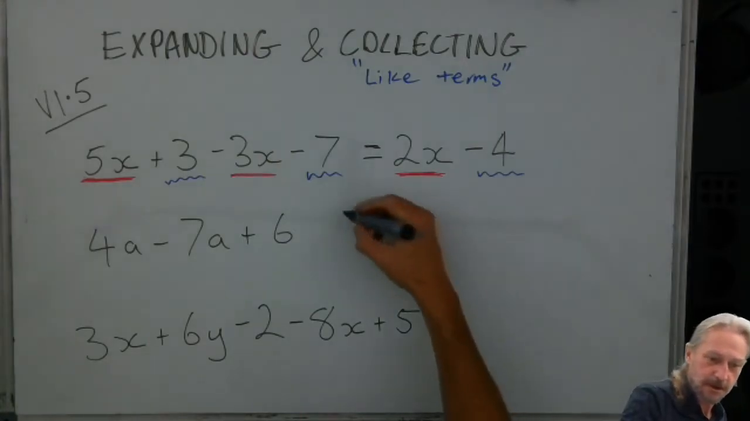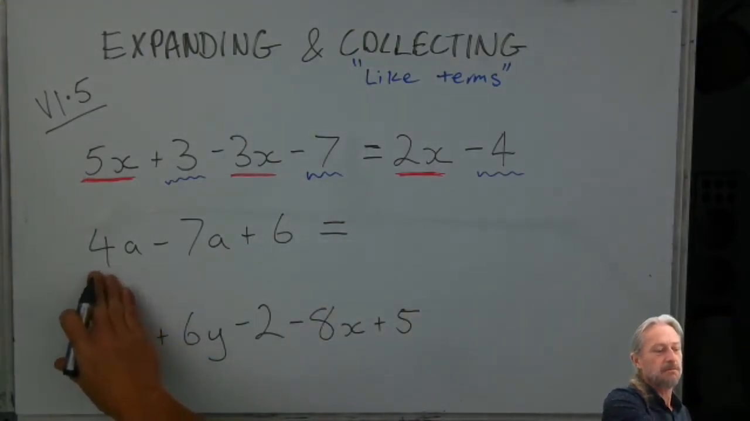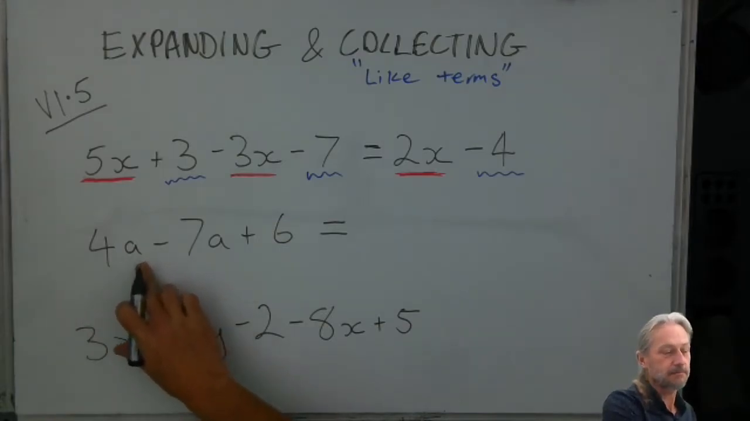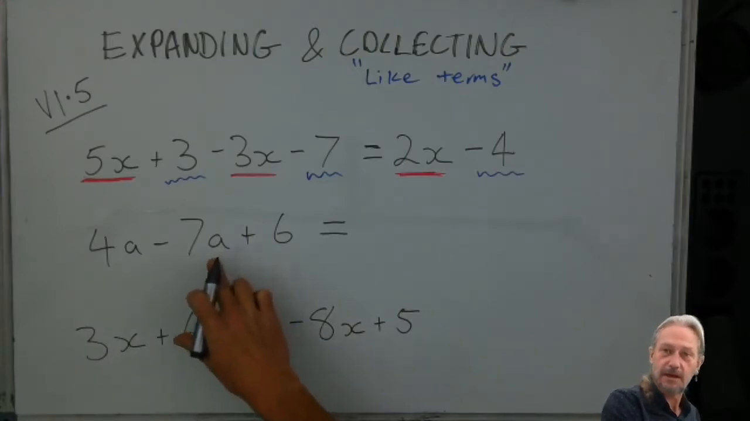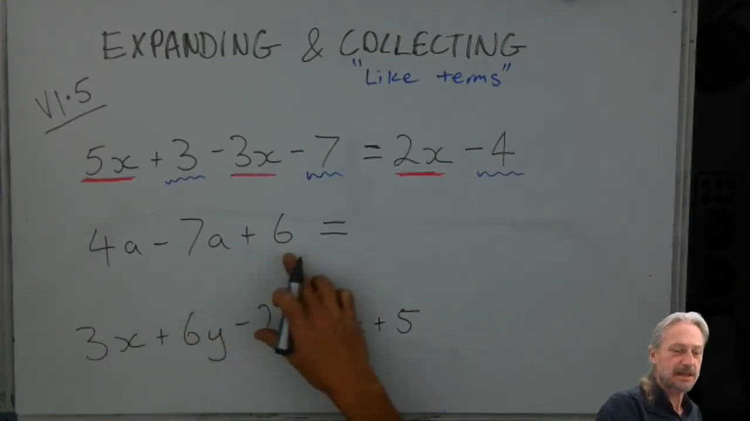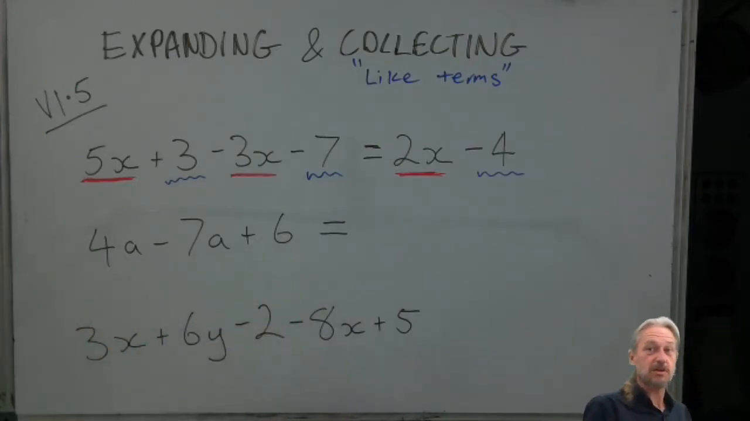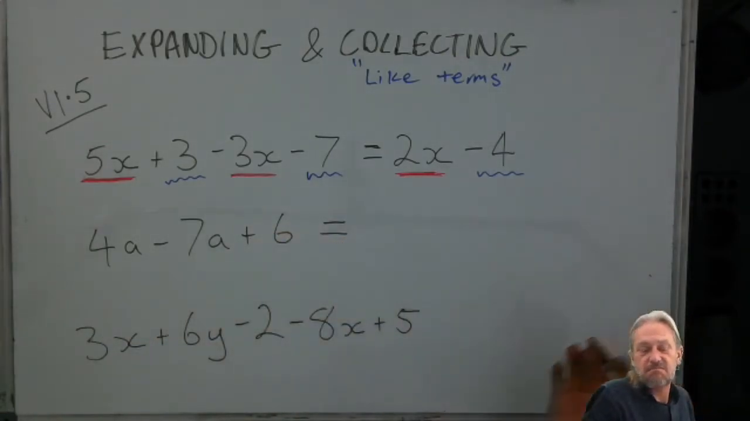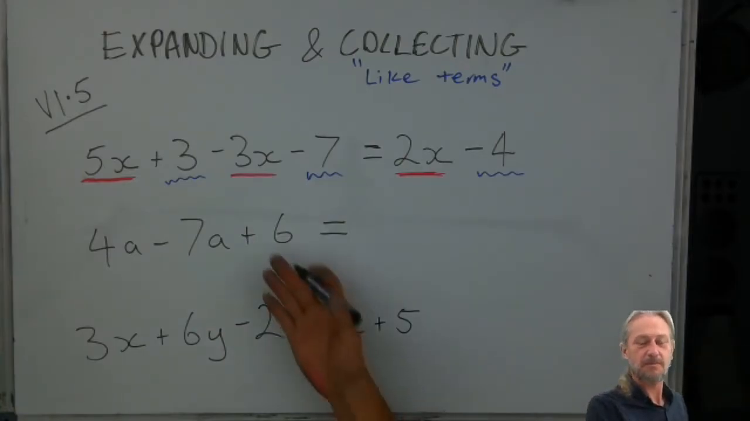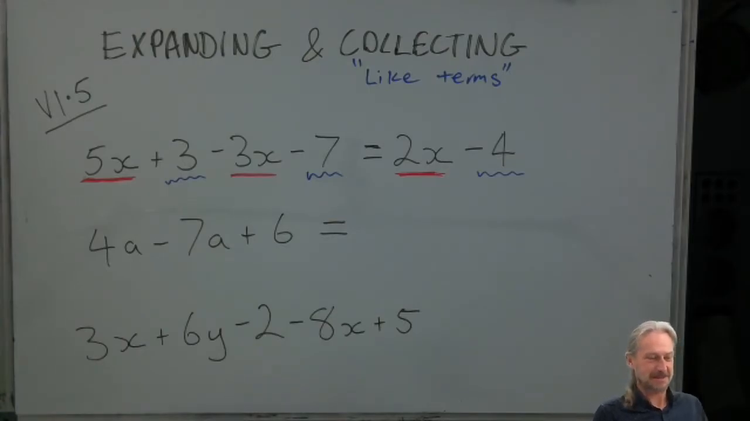Okay, so in this next one, here we've got 4A, 4 lots of A, take away 7 lots of A, plus 6. So the 4A and the 7A, because they're both multiples of A, they're like terms. This 6 is just 6. We're just adding 6 to whatever this lot of A's is.